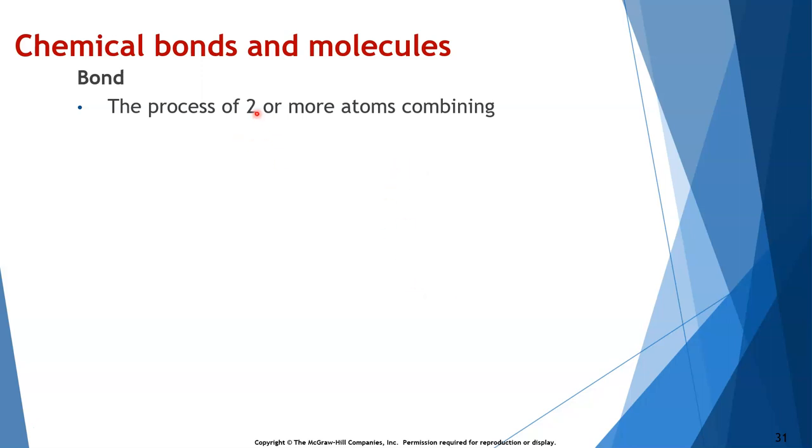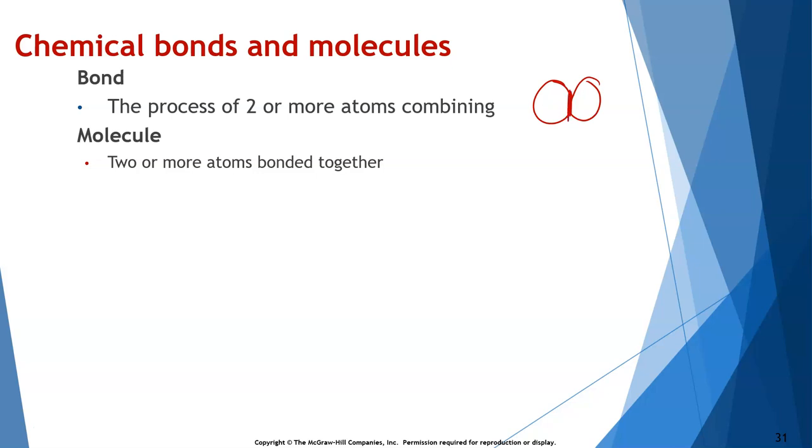A bond is just the process of 2 or more atoms coming together. So the same way you might have a bond with a friend in which y'all are very close, a bond is what happens when 2 atoms get very close or come together. A molecule is what we call 2 or more atoms that are actually bonded together. So if our bond is the space between the atoms, then the molecule is what happens when we have those 2 atoms that are bound together. So it's atom 1, atom 2, atom 1, atom 2. That entire structure is a molecule.